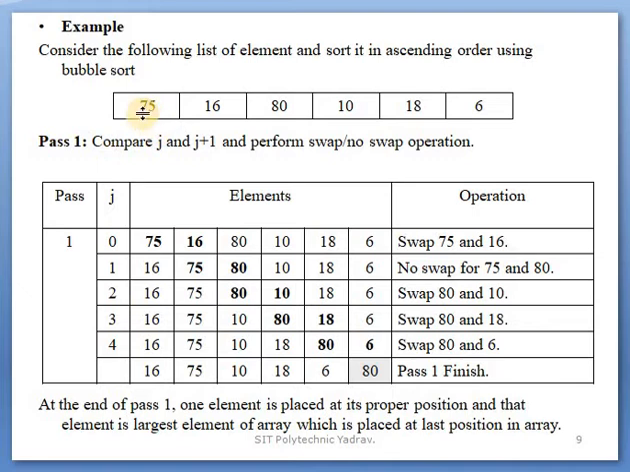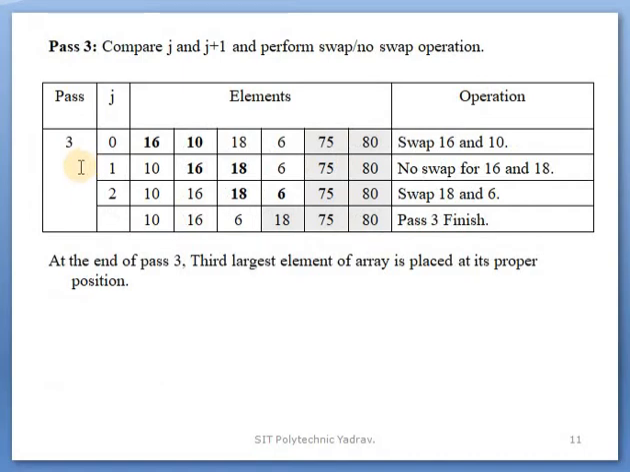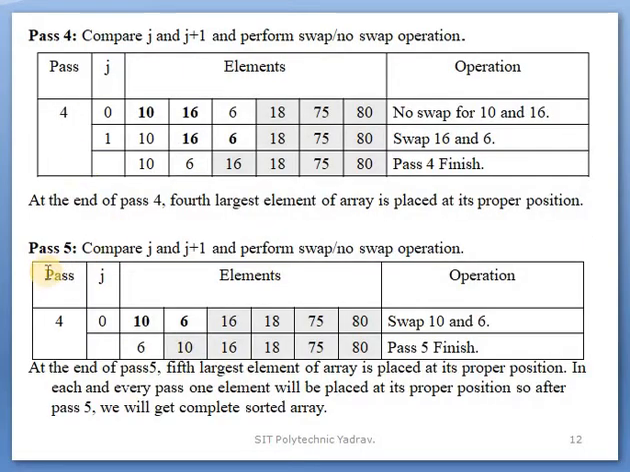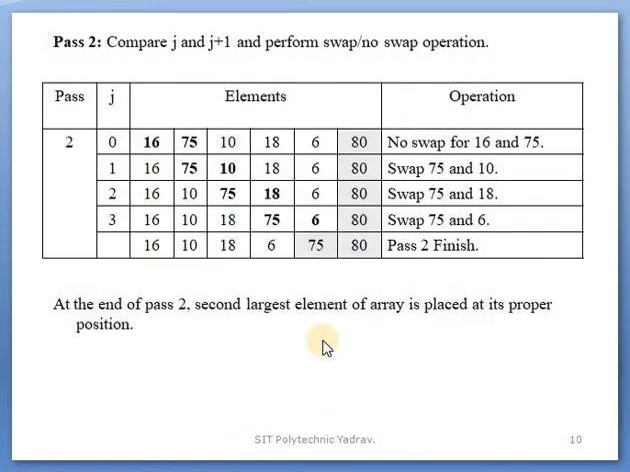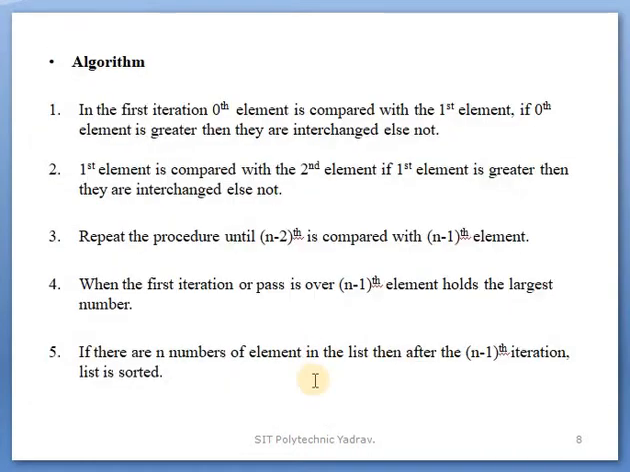In that, how many elements are there? 1, 2, 3, 4, 5, 6. So how many iterations or passes? 6 minus 1, 5. So pass number 1, pass number 2, pass number 3, pass number 4 and 5. After pass number 5, your numbers are automatically sorted. So in total, n minus 1 iterations or passes. Clear?